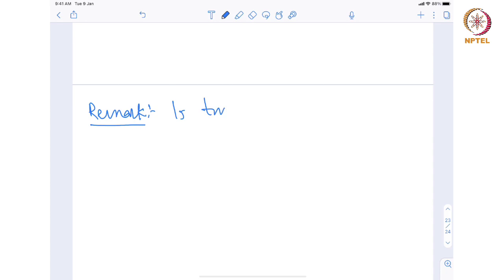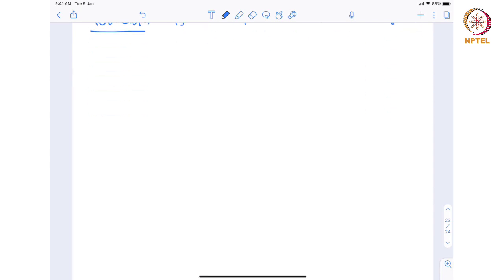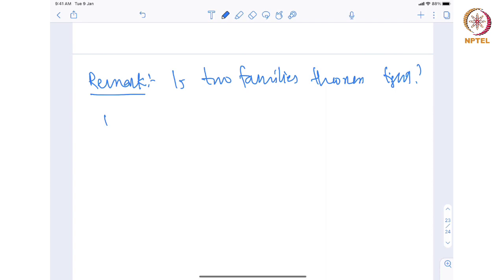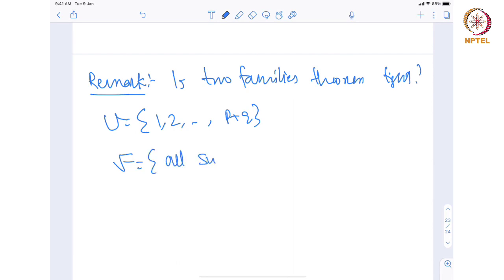Is the two families theorem tight? Okay, and the answer is yes, because you take the universe equal to 1 to P plus Q, and let us take the family equal to all subsets of size P.